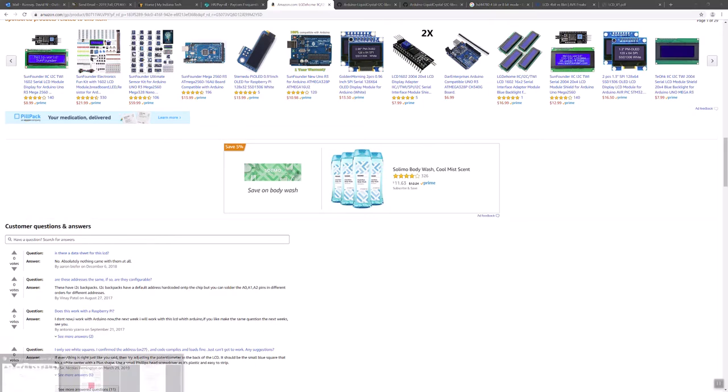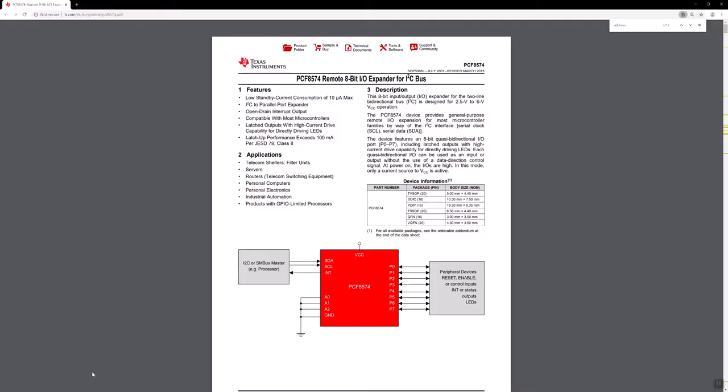First off, the first thing we can do is let's go ahead and look at the data sheet. This is the one for the chip that I have. It's a PCF8574 is what mine is. And yes, there is a T after mine as well, so there isn't also an AT. Basically this is an 8-bit I/O expander for an I2C bus.